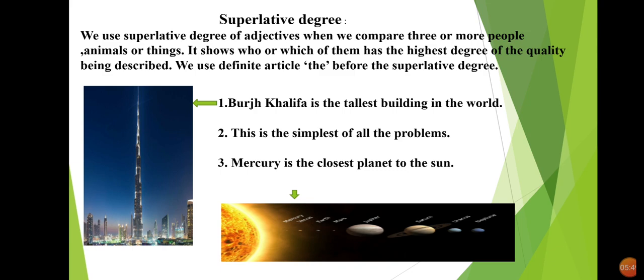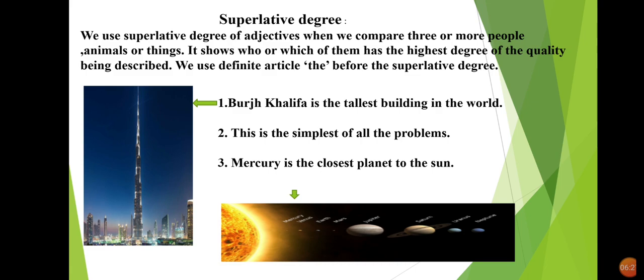Third example, Mercury is the closest planet to the Sun. Or if we talk about Neptune, we'll say Neptune is the farthest planet from the Sun. Right? So in superlative degree, we add est to the adjective and the before the superlative degree of adjective. This formation of adding er in comparative and est in superlative we'll see in next slides.